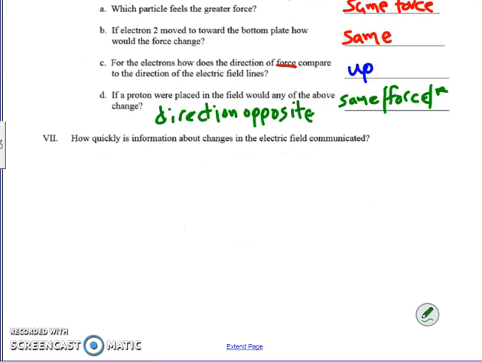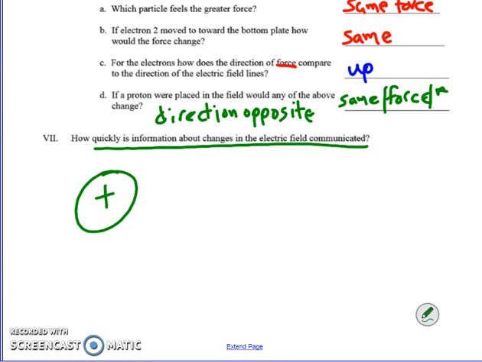All right, the last question. How quickly is information about changes in an electric field communicated? What am I talking about? Let's say I have a field charge right here that's positive, and a little charge is sitting there sensing that field. And let's say this charge is moved from one spot to another. So the field is going to change for this one. Since this field charge moved, the field lines are going to shift. How long before the other charge feels that shift?